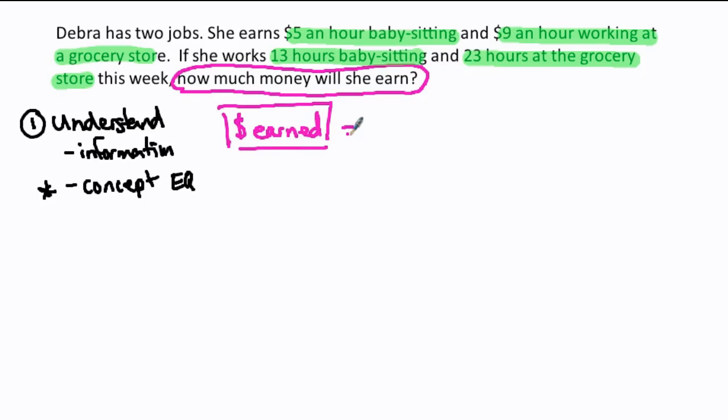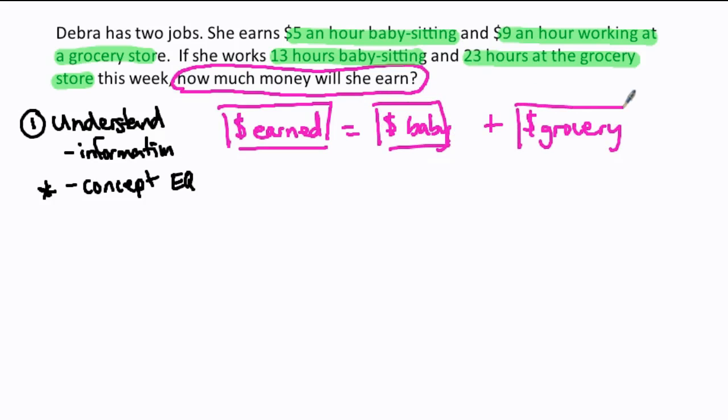Now the next part is, well, how do we find out how much money is earned? And to do that, we need to know how much she earns in each of her two jobs. So it's money babysitting plus money at the grocery store. Those are the two things that we need to add together in order to find out the total money earned.